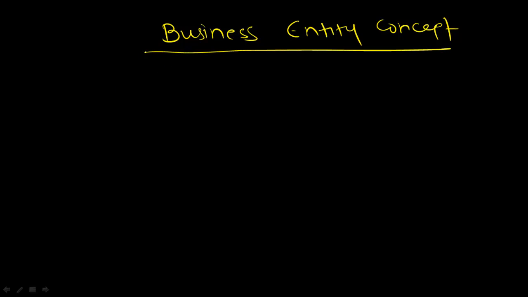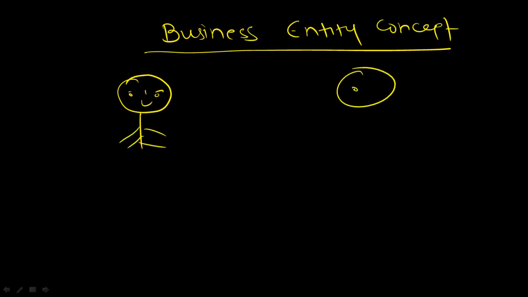What is the meaning of business entity? The owner of the business, the promoters of the business and the business itself, for accounting purposes, are considered as separate legal entities. So what does it mean? Let's say that this is the promoter of a particular business, and this is the business, which means that business and the promoters are considered as different entities from the accounting point of view.